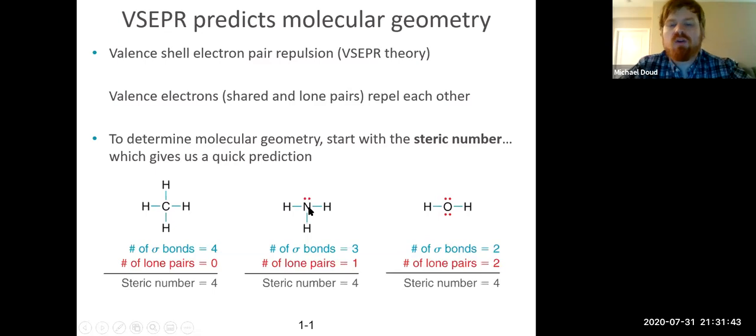Now, if we look at ammonia, NH3, that has a central nitrogen, so we're looking at the nitrogen. It's got 1, 2, 3 sigma bonds to 3 different hydrogens, and then 1 lone pair on that nitrogen. So that becomes 3 plus 1, or the same steric number of 4. H2O, central oxygen, has 2 lone pairs and it has 2 sigma bonds. So again, steric number of 4.